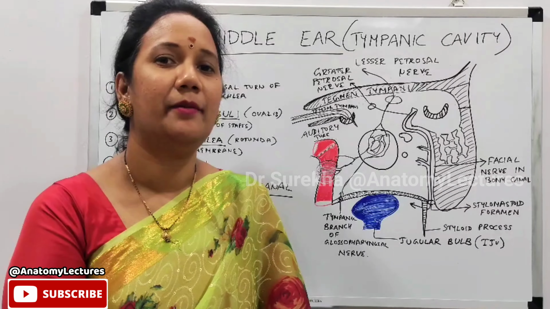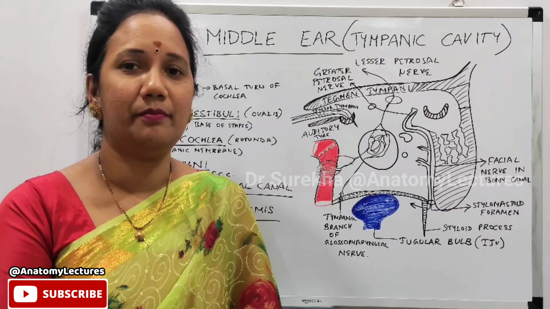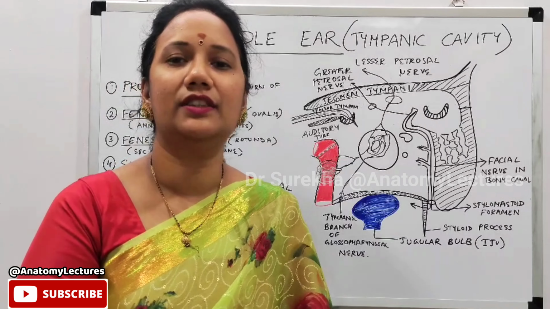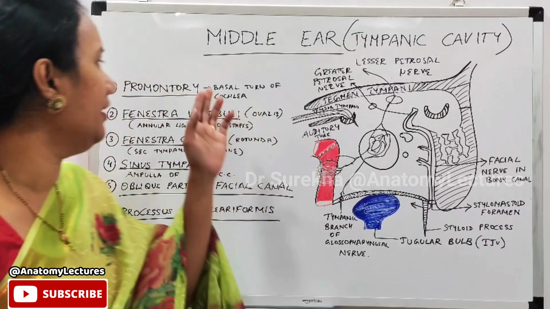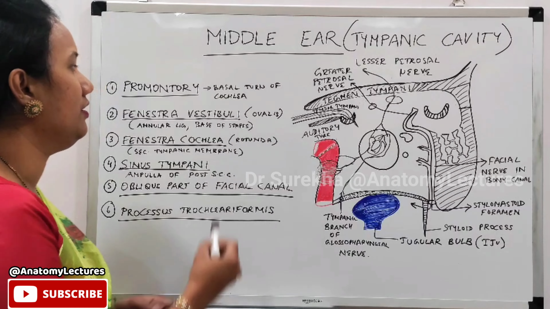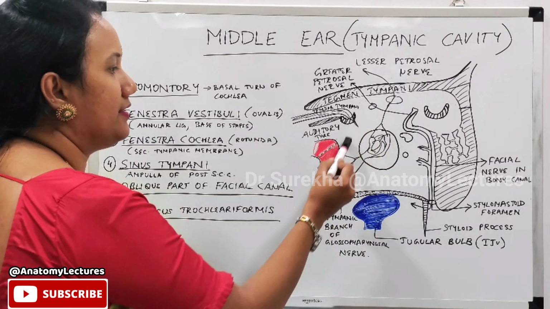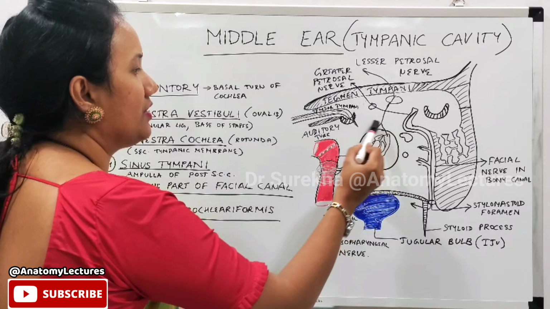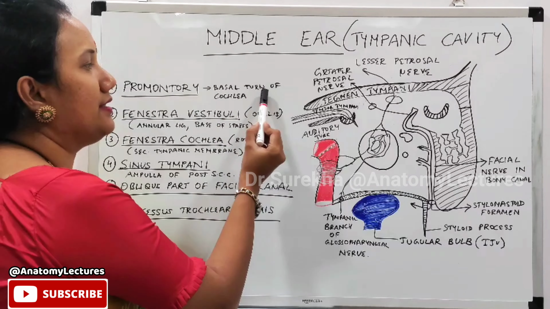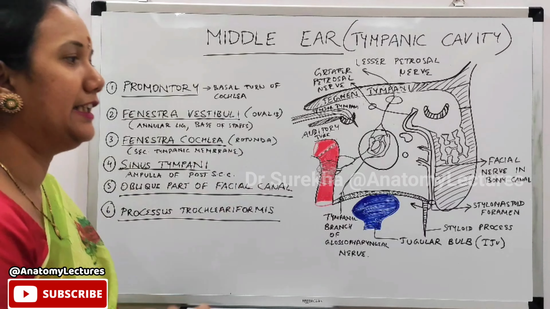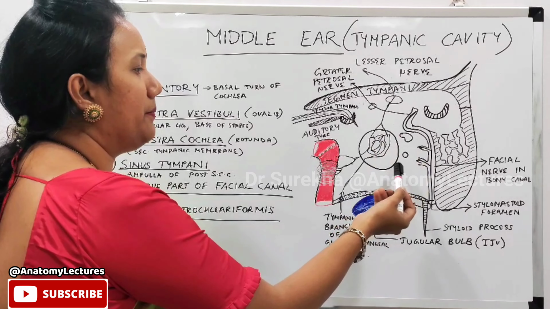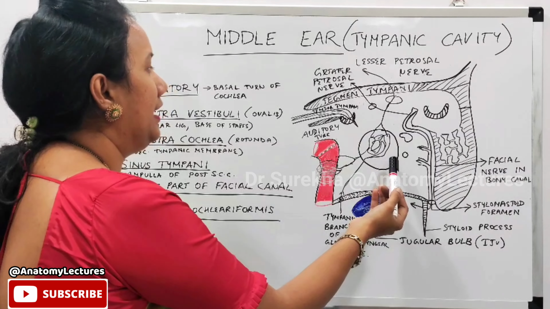Now let us discuss the medial wall of the middle ear, that is the tympanic cavity. This medial wall faces towards the internal ear. It faces towards the bony labyrinth of the internal ear, and it presents these 6 features. We will have a look at each feature. The first one is the promontory. This is the promontory, which is a bulge present in the center of the medial wall, and this bulge is produced by the basal turn of the cochlea of the internal ear. So this is a bulge seen in the center, produced by the basal turn of the cochlea, which is located in the inner ear.